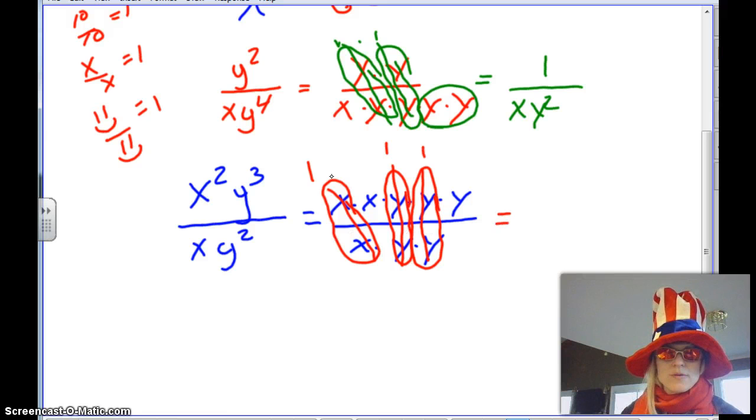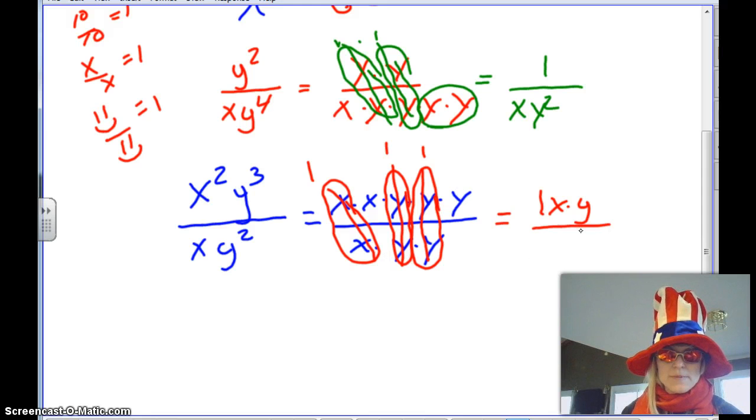So now we're going to look at what we have. Remember this is all multiplying, so 1 times x times 1 times 1 times y, right? So essentially I've got all these ones, so I'll have a 1, and then I have an x times a y, right? 1 times x times 1 times 1 times y over nothing.